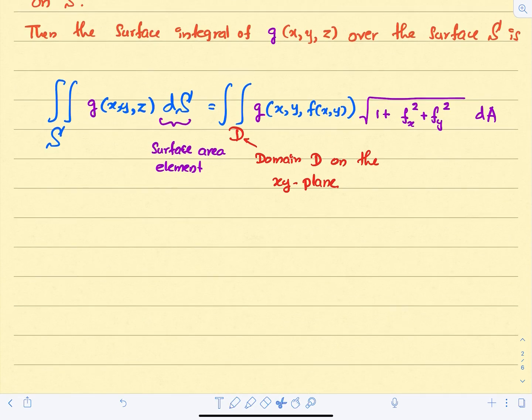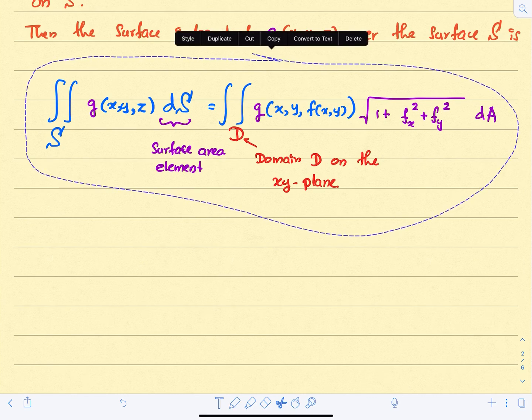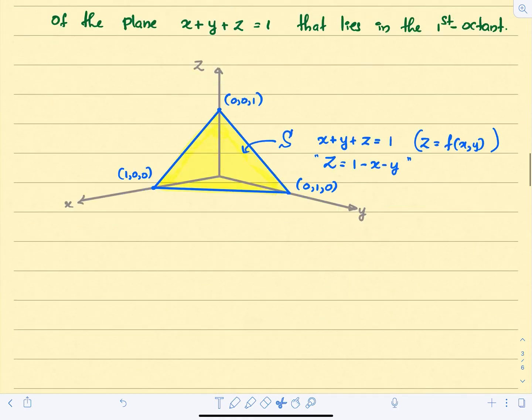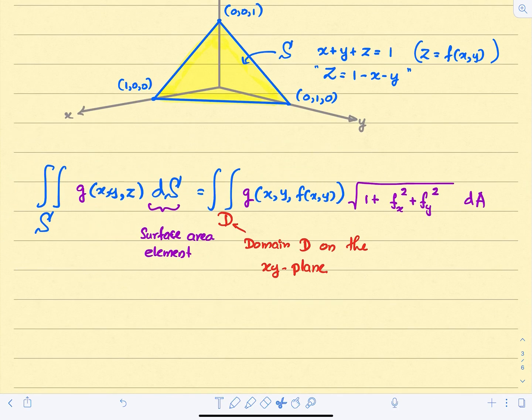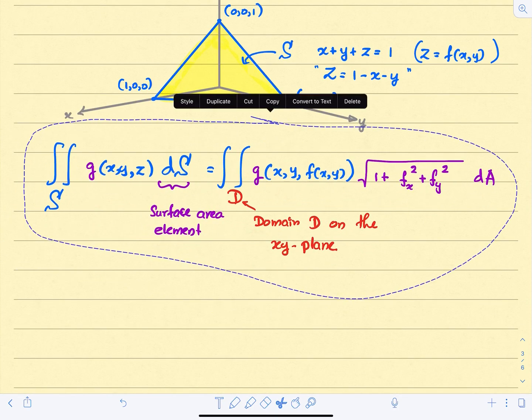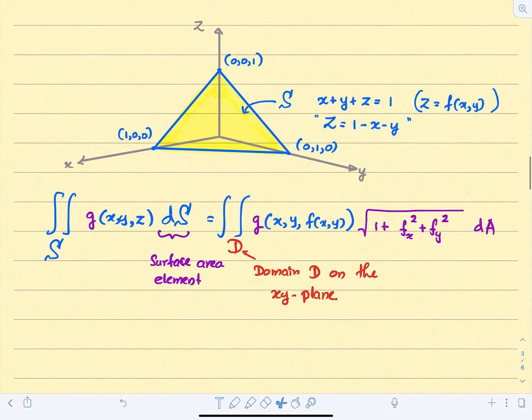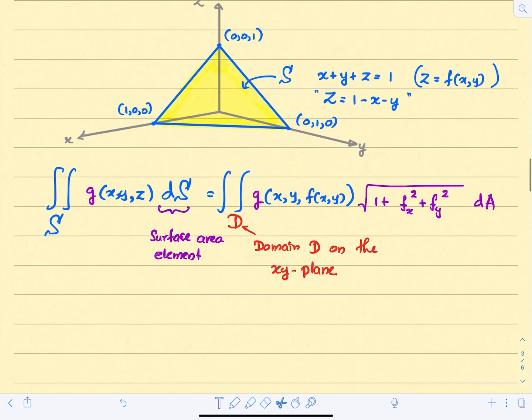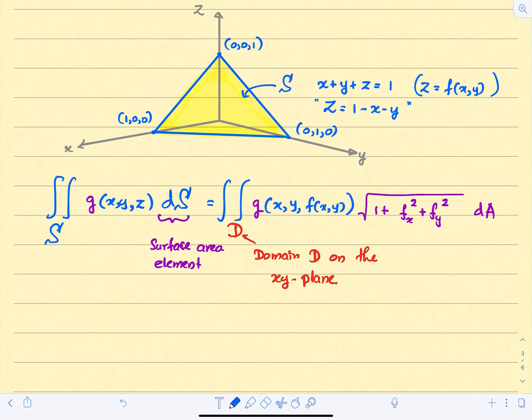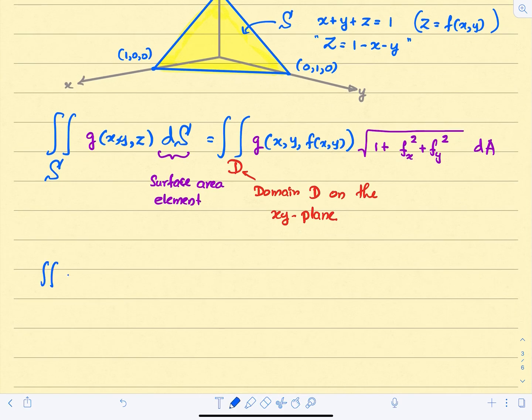So we defined a surface integral in this form. This is the way we define the surface integral. Now in this case, your g is x squared z, ds over the surface S. This equals a double integral over a domain D on the xy plane.